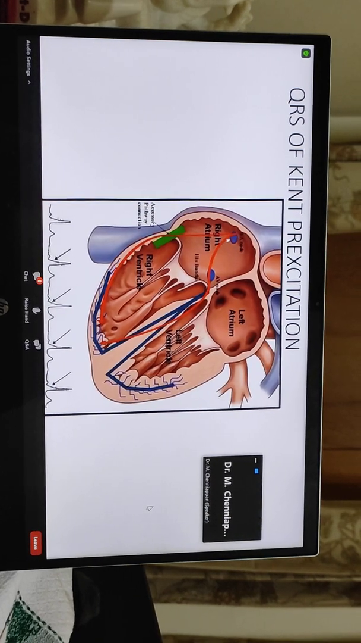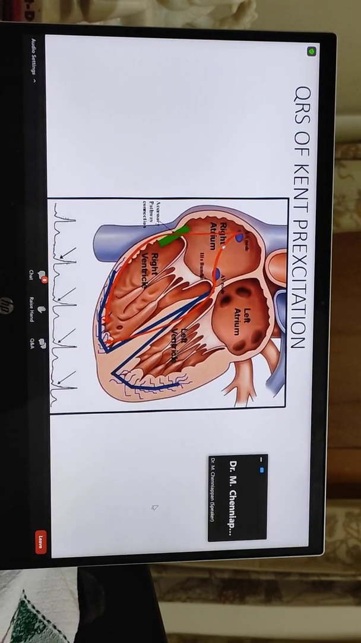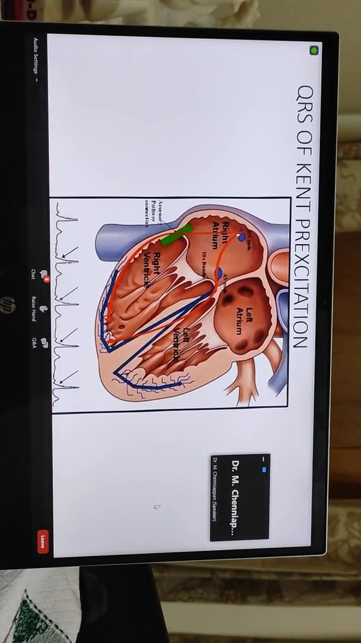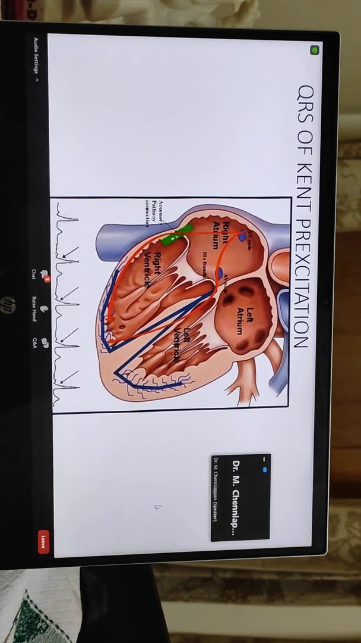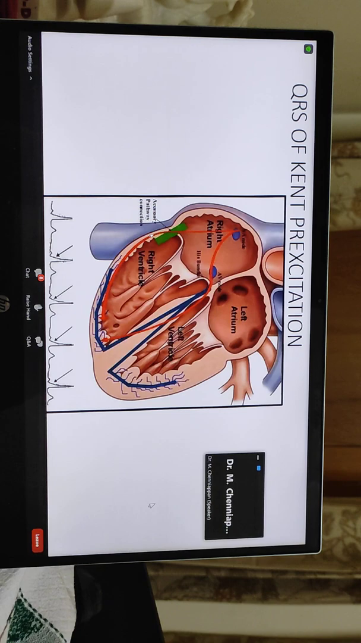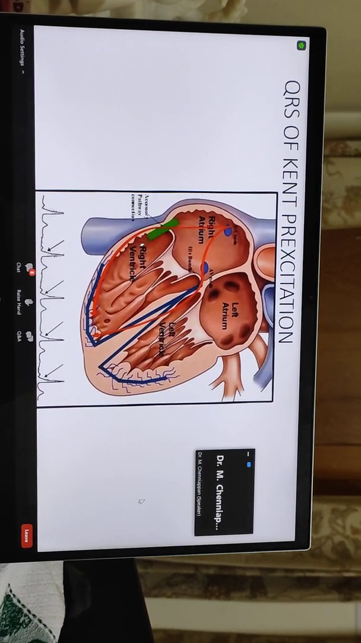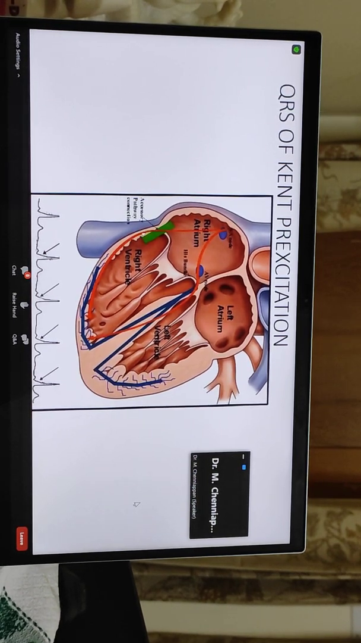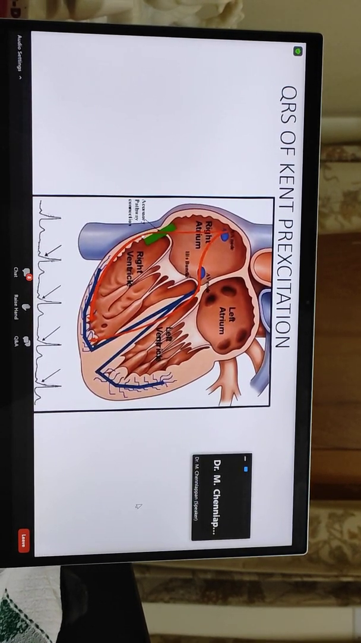So what happens is when the sinus node produces the impulse, it is going to go through the normal conduction system as well as through the accessory pathway. The impulse through the accessory pathway will quickly reach the ventricle because there is no delay here. Because of reaching the ventricle quickly, your PR interval is short. Having reached the ventricle, this impulse then goes through the muscle and gets slowed down.